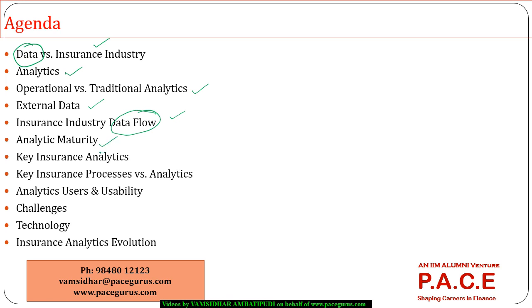Then we are talking about the analytic maturity. So different levels of maturity with respect to analytics. So we'll be talking about just someone who is using analytics for historical evaluation versus who is going towards more and more of using analytics for various predictions and a lot of other stuff. So this is what we talk about, the different levels of maturity with respect to analytics.